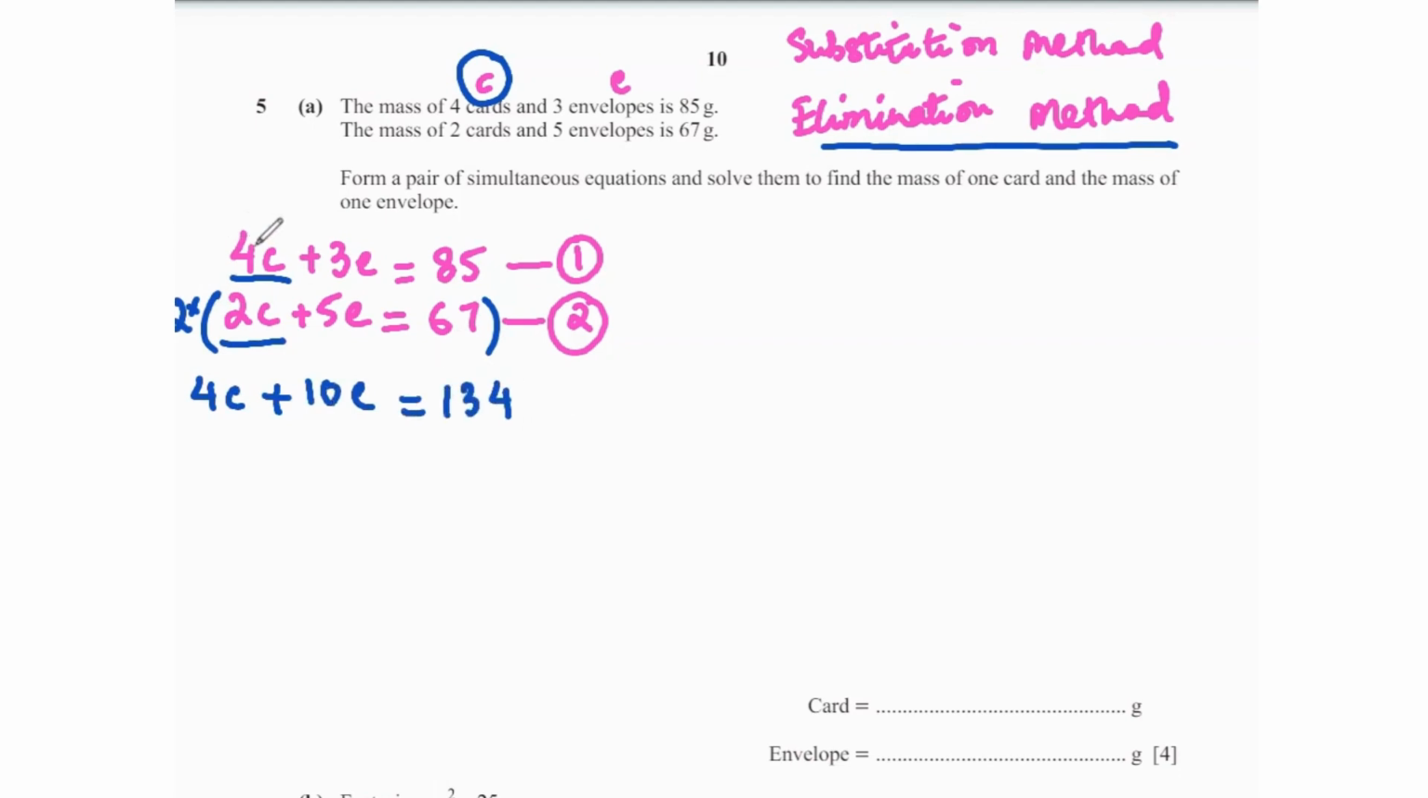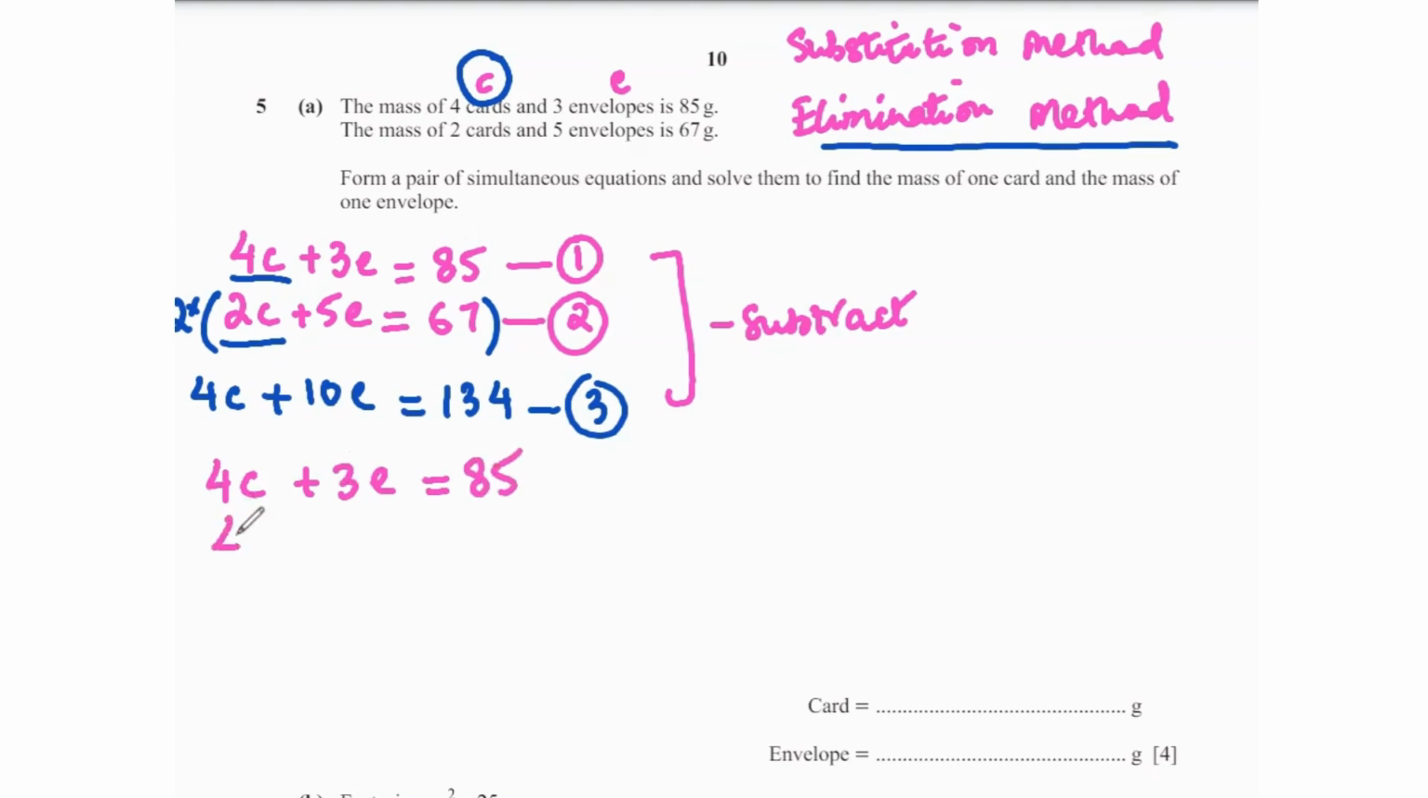Now, if we compare the first equation and the third equation, we can see that the coefficient of C is equal now. So since the coefficients are equal, we can move on. The next step is to see whether the signs are the same or not. In this case, 4C is positive and the other 4C is positive. So in order for us to eliminate C, we need to subtract the equations. Why are we subtracting? Because we want to eliminate C, and since C is positive in both equations, the only way we can eliminate it is by subtracting.